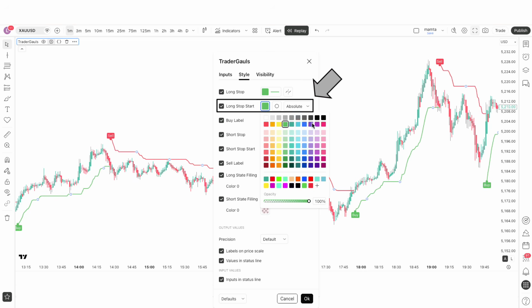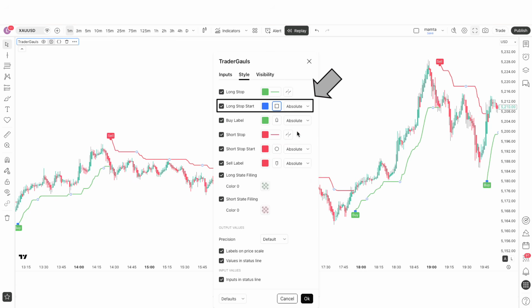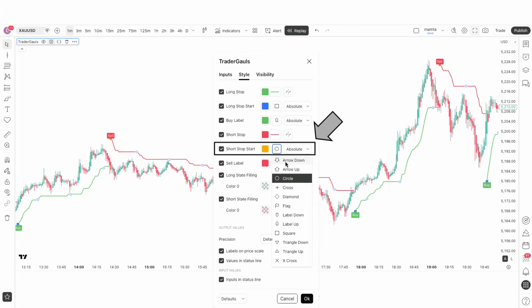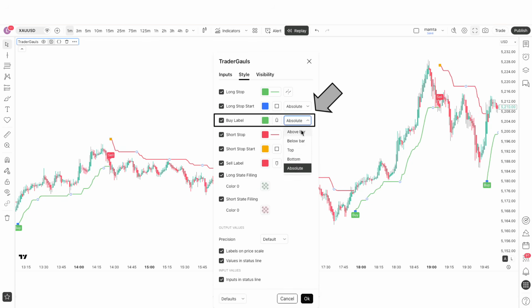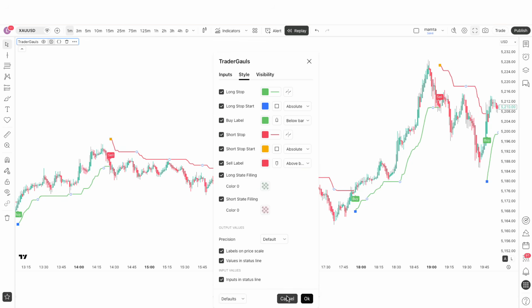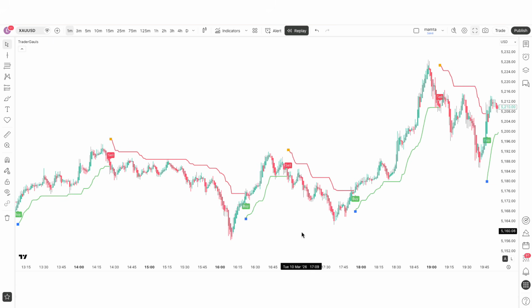After that, change the long stop start color from green to blue. Then change the short stop start color from red to orange. Then change the sell label from absolute to above bar. Then change the buy label from absolute to below bar. Here everything is fine after that. Click OK. Now we'll add one more indicator to make this strategy more powerful.